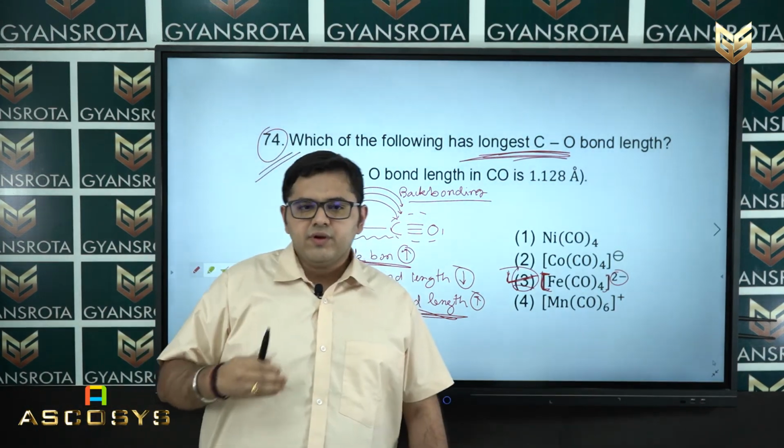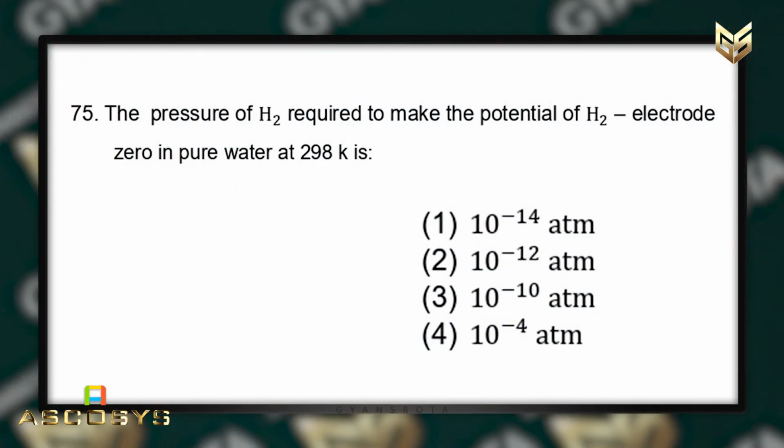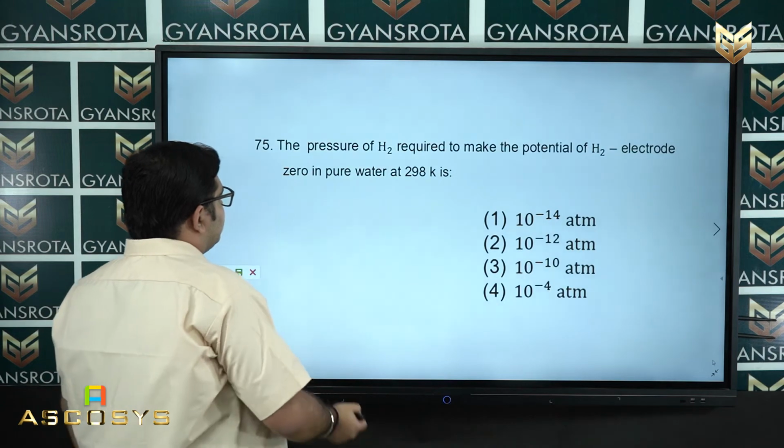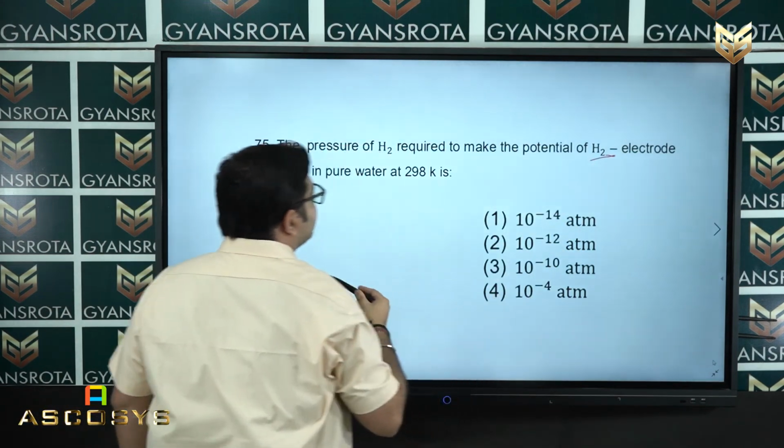So now we are moving to the next question, that is question number 75. Question number 75 is on your screen. The pressure of hydrogen required to make the potential of hydrogen electrode 0 in pure water at 298 Kelvin is. So now we are moving to the solution part. You see they are mentioning a hydrogen electrode.